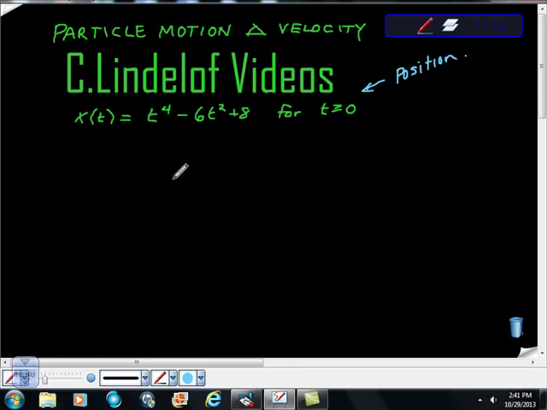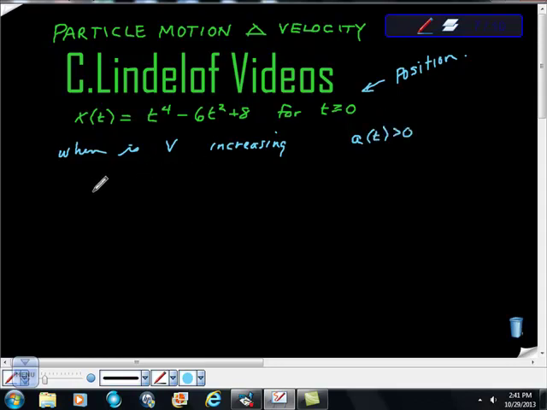The question is, for what times t is the velocity of the particle increasing? So when is v increasing? If velocity is increasing, what we're really looking for is acceleration greater than 0. So we're looking for a of t greater than 0.